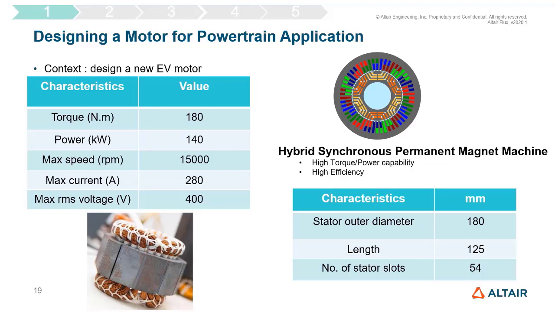So here is the first step where we start from the specification and we come up with the initial design, which you can see to the right here, with the stator outer diameter of 180 millimeter. The length is 25 millimeter. Number of stator slots is 54, and the number of poles is 6.